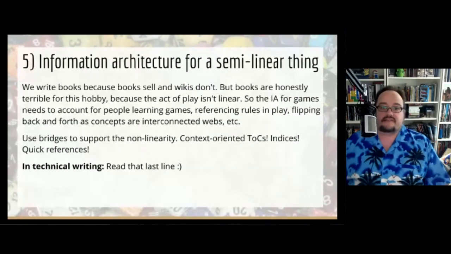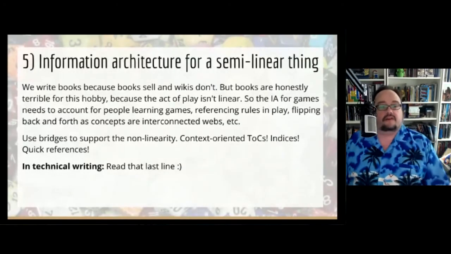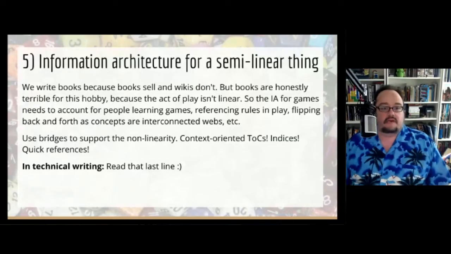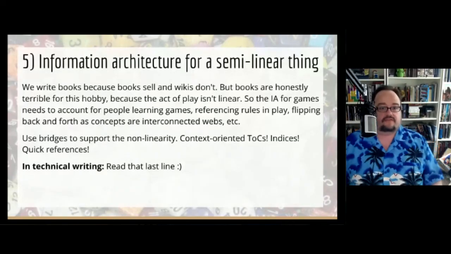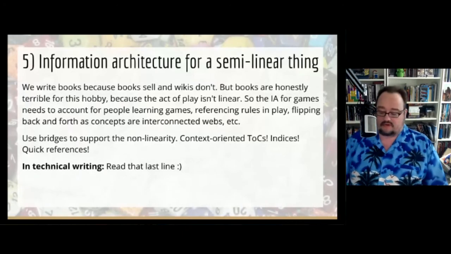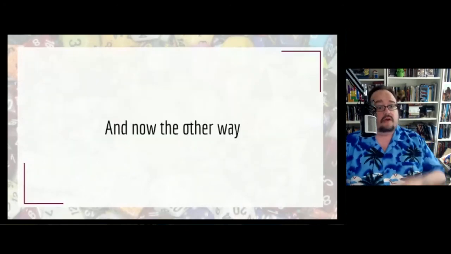And then last here is information architecture for a semi-linear thing. We write in books for various economic reasons. Books are terrible for this format, so we account for that. I'm going to blitz past this because I really want to get to the other way around.